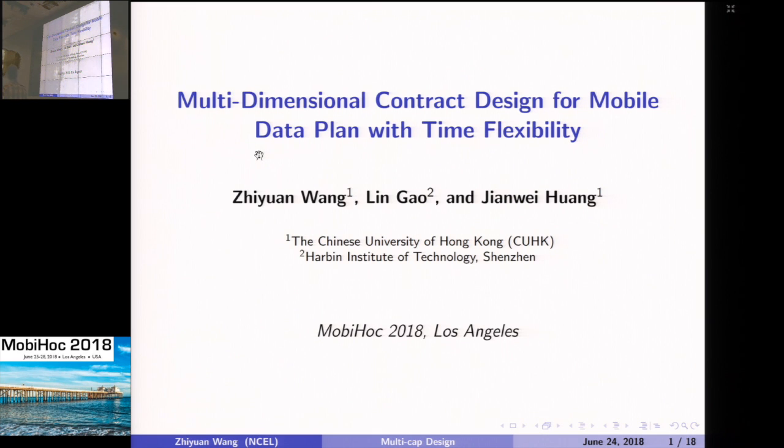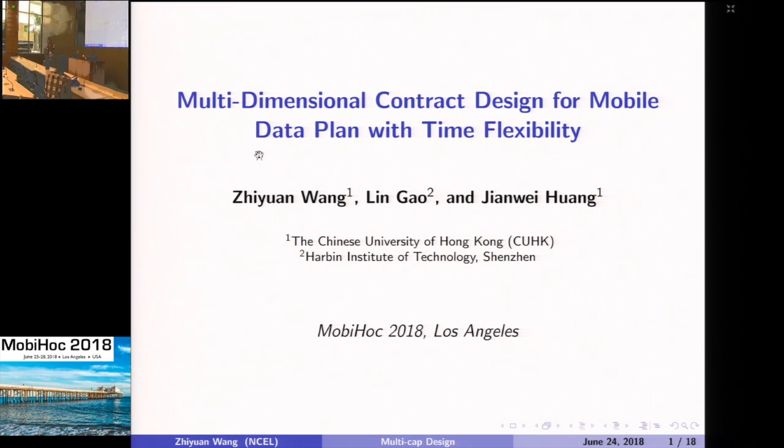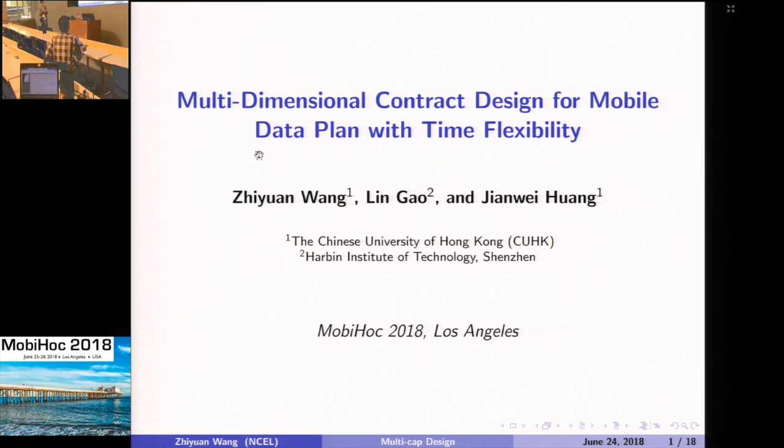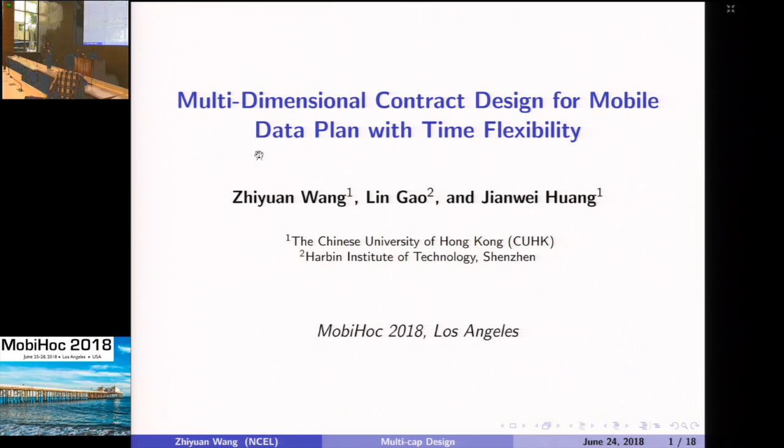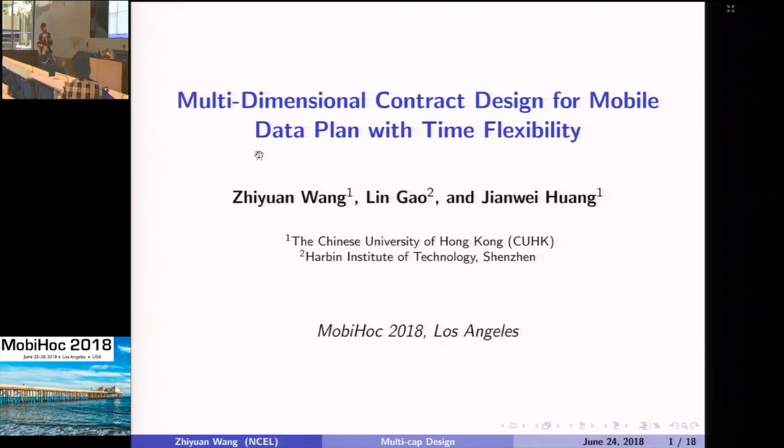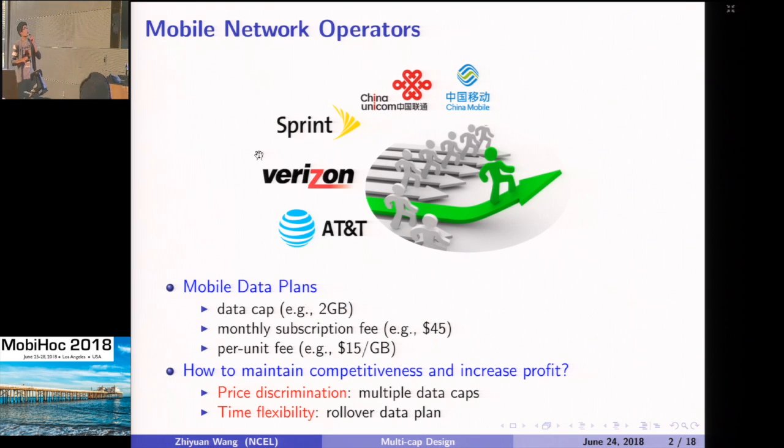So let me start with the background. In practice, as we all know, mobile network operators profit from wireless data services through carefully designing and optimizing their mobile data plan. Actually, it's usually a three-part tariff, consisting of a data cap, a monthly subscription fee, and a per unit fee for exceeding the data cap. And to increase their profit, some operators usually practice price discrimination and offer their subscribers some time flexibility.